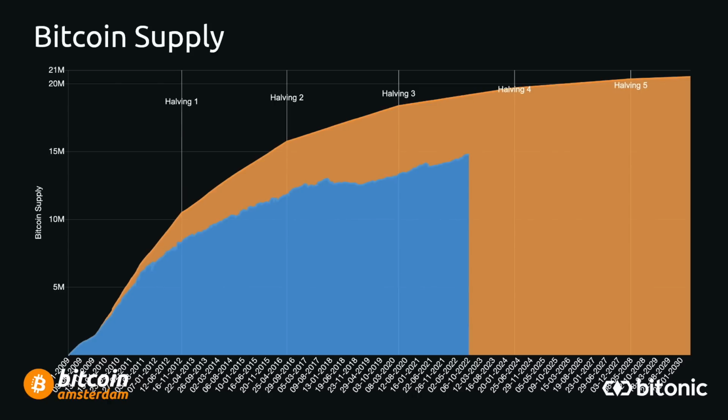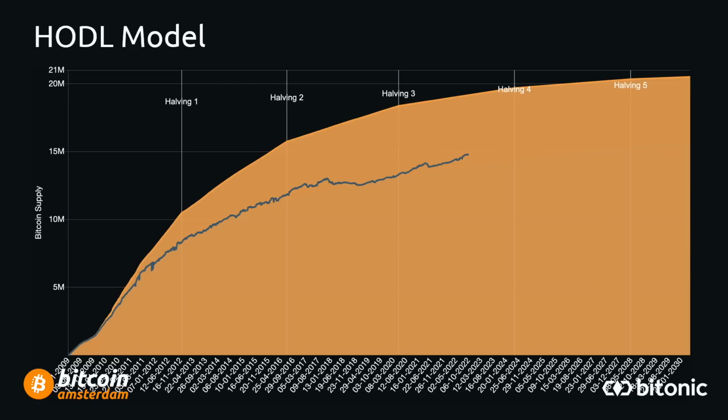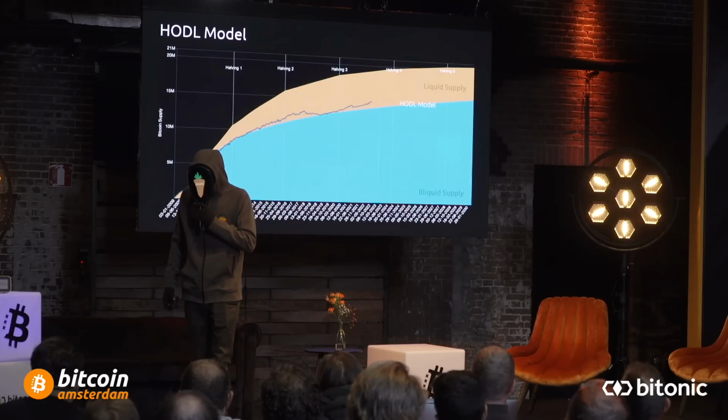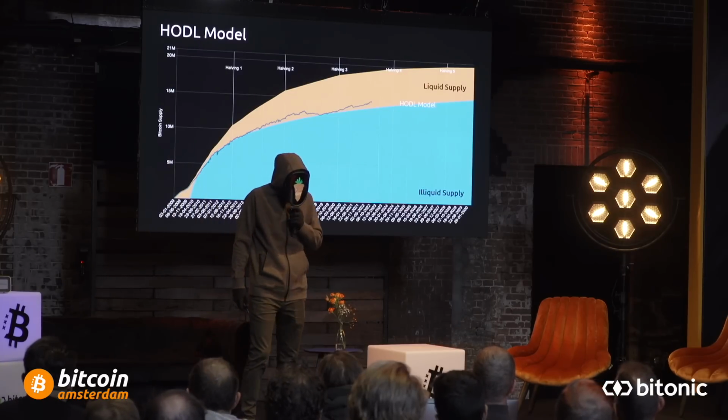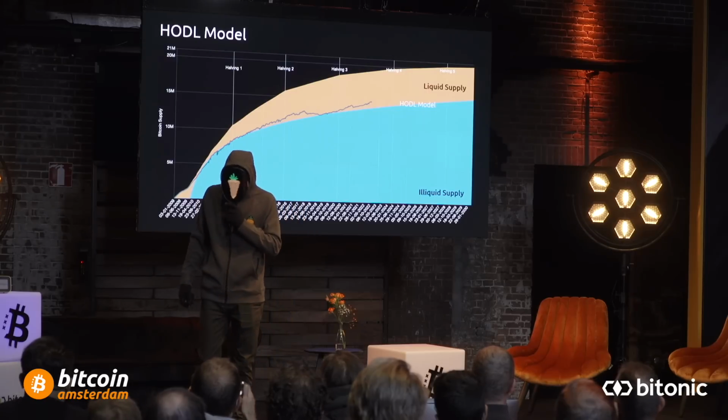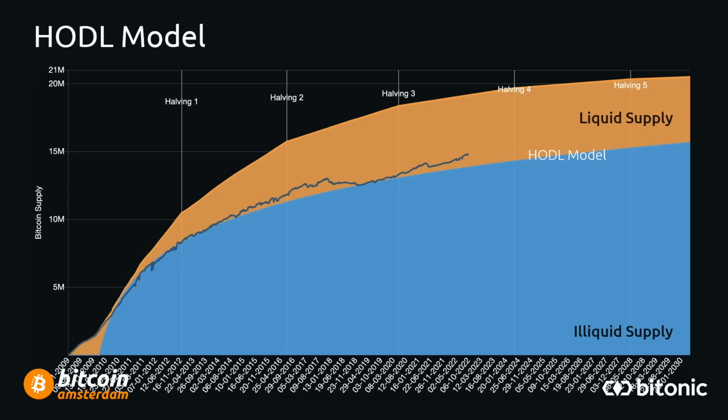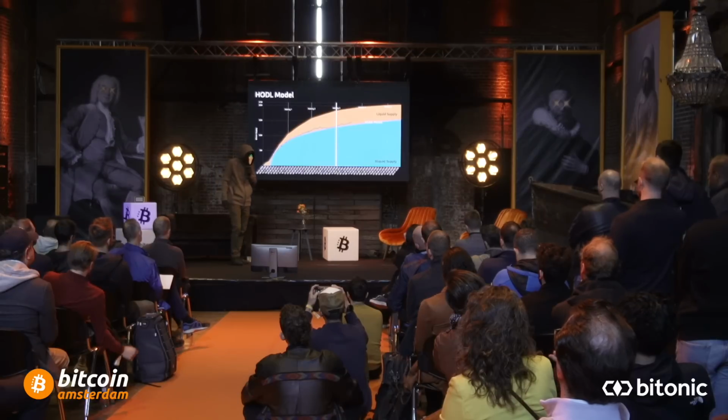So we can zoom out a little bit. And now let's try to model this illiquid supply growth. This is a model I made, and I call it a HODL model, which is a conservative model of trying to predict the future growth rate of illiquid supply. As you can see, we are above the model value. But the interesting thing is that even with this conservative model, the third halving is still the inflection point, where there is the highest amount of liquid supply versus illiquid supply.